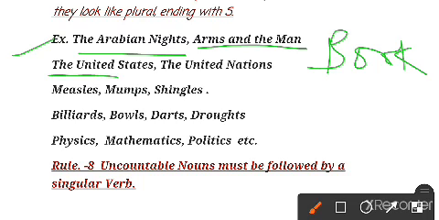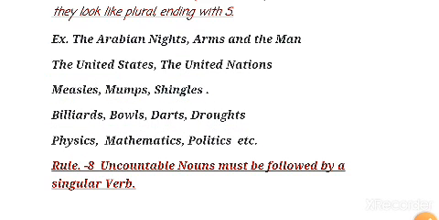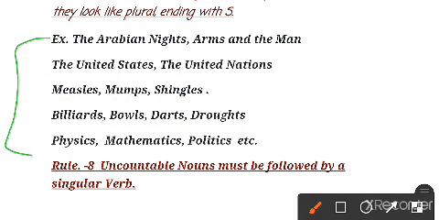The United States, United Nations. These are names of countries. Measles, mumps, and shingles are names of diseases. Billiards, balls, darts, and rods are names of sports. Then physics, mathematics, politics, etc. These are names of subjects. So these all end with s, but we never use a plural verb. We always use a singular verb here.